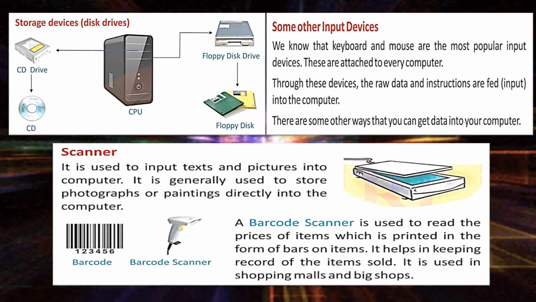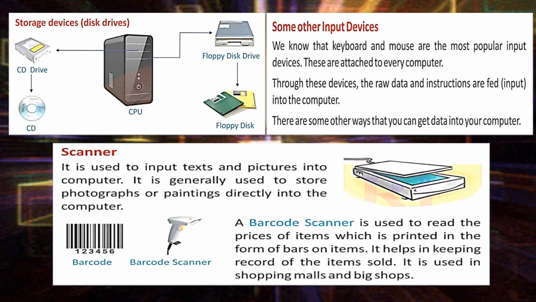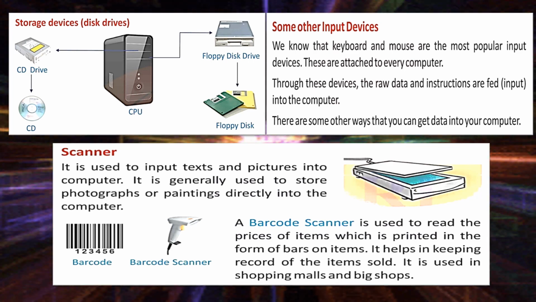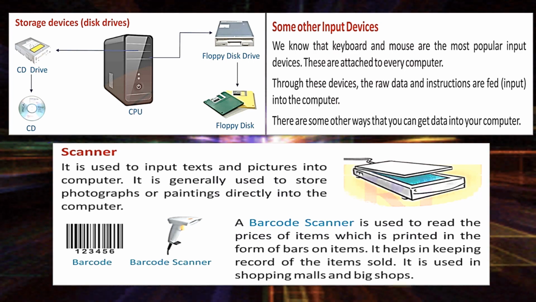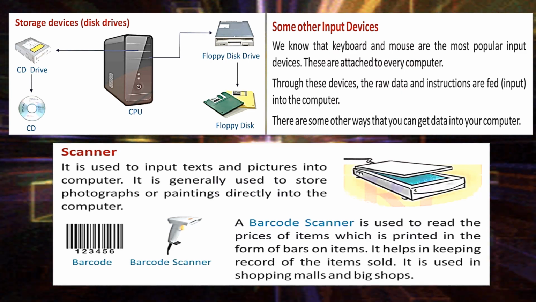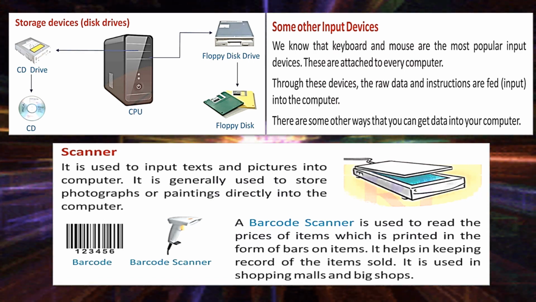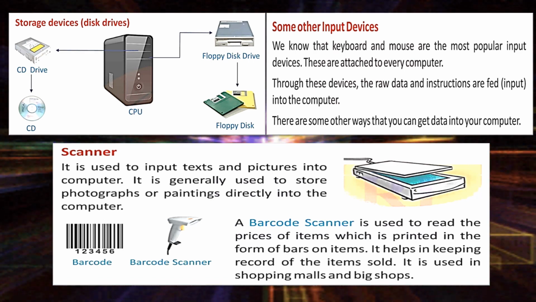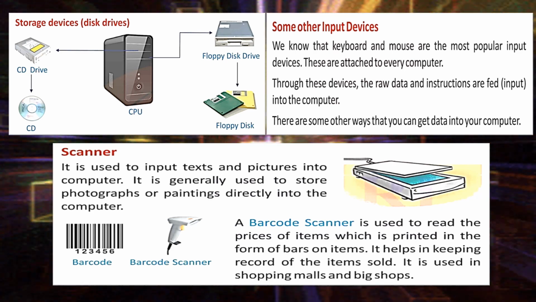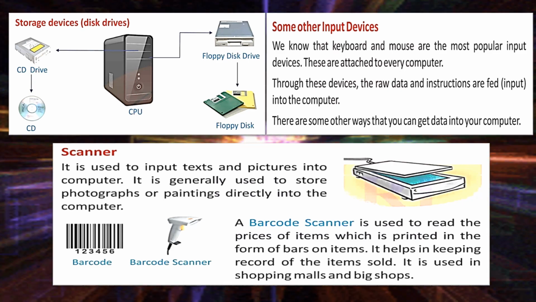Some other input devices. We know the keyboard and the mouse are the most popular input devices. These are attached to every computer. Through these devices, the raw data and instructions are fed into the computer. There are some other ways you can get data into your computer. Scanner. It is used to input text and pictures into the computer. It is generally used to store photographs or paintings directly in the computer.